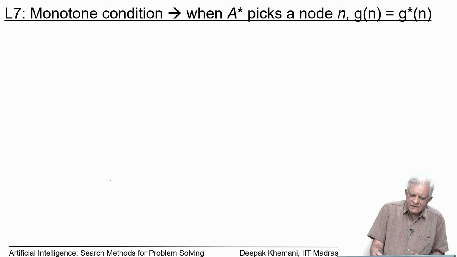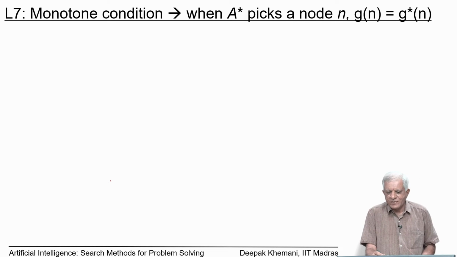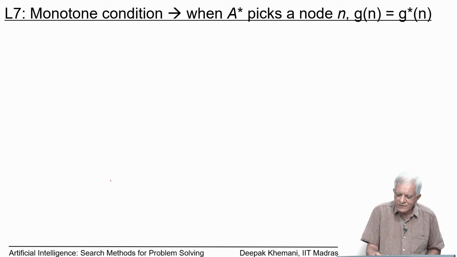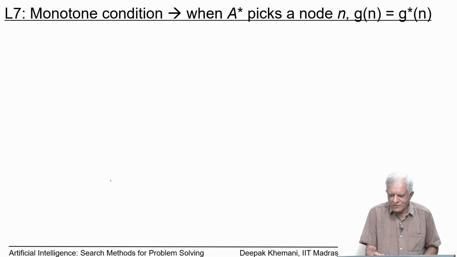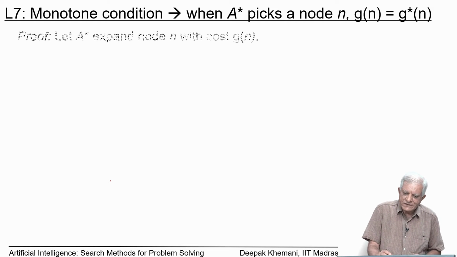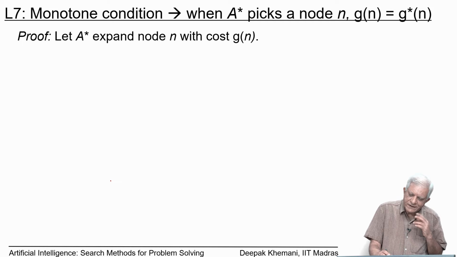So, what we will now show is that when the monotone condition is satisfied, then at the point when A star picks a node n, at that point g of n will be equal to g star of n, which means it would have found the optimal path to that node n. Not just the goal node. For the goal node we showed that A star is admissible. Now, we are saying that for every intermediate node also, it will always find the optimal path.